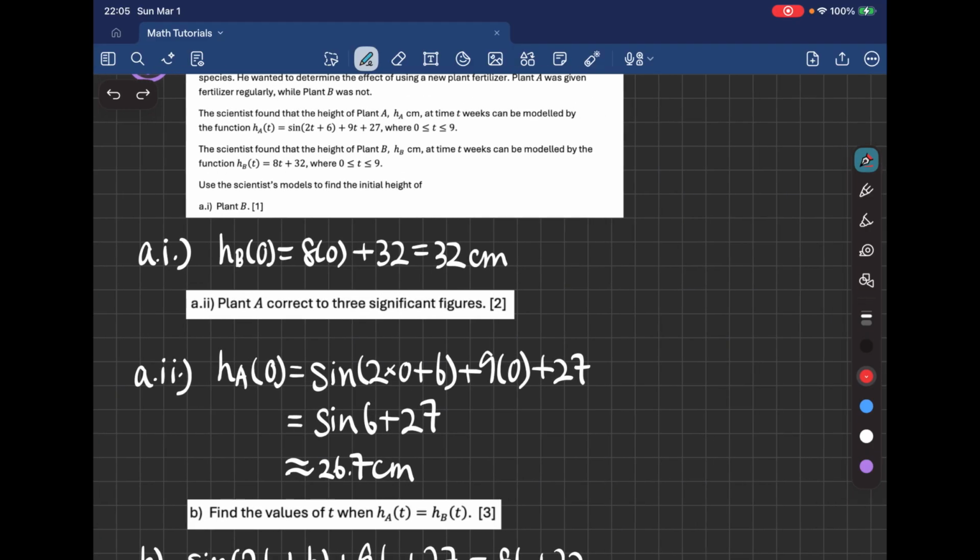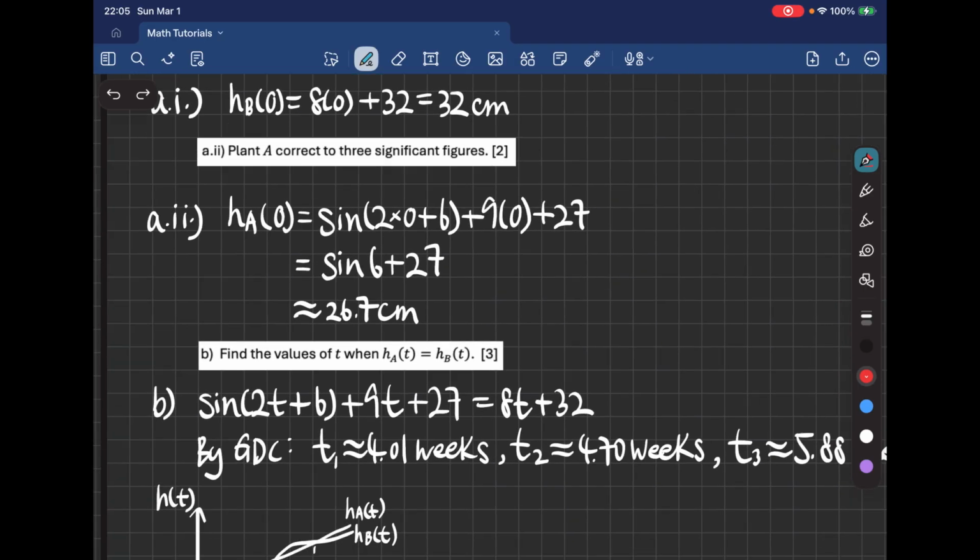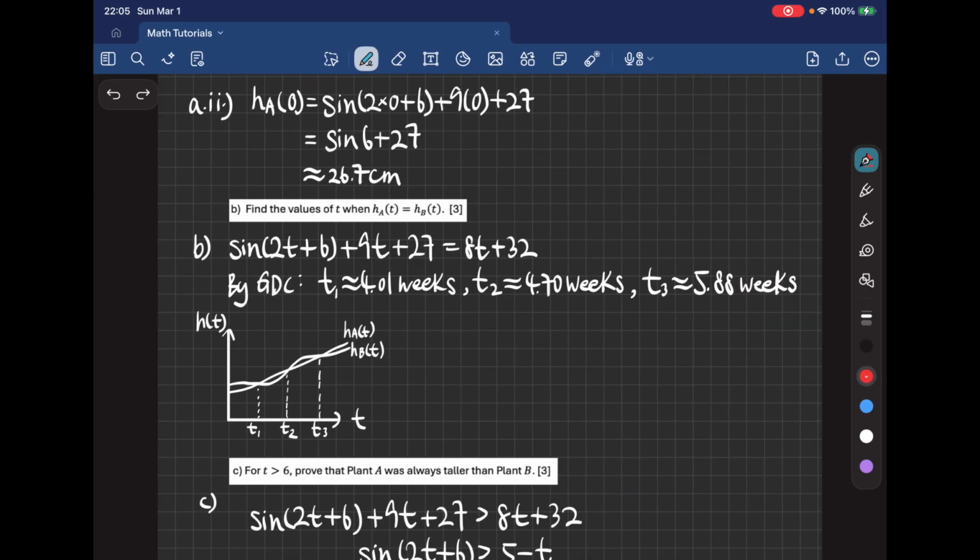And for the second question, for part 2, plant A correct to 3 significant figures, we do it in a similar way. So it's just H_A(0) equals sine 6 plus 27 if you simplify it, and if you plug it into a calculator, you get 26.7 centimeters.